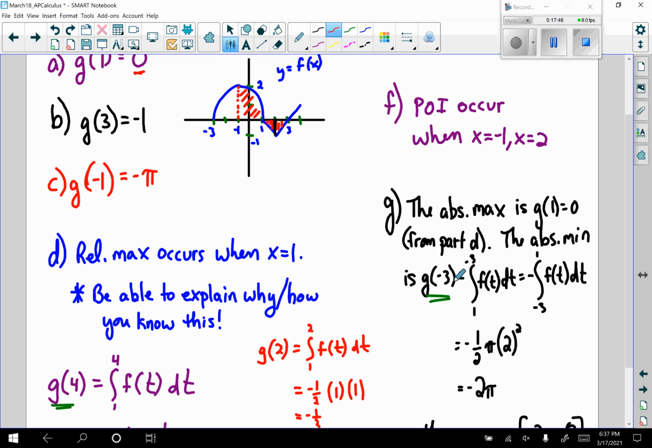Now g of -3 is the integral from 1 to -3 of f of t dt. We need to flip that, so we go from -3 to 1, so we put a negative out in front. Now -3 to 1 is a semicircle, but we make it negative, so we take 1/2 of pi r squared, so we get -2 pi. So right now, other than the 0, it doesn't look like we're getting any positive values here. So let's check g of 4.